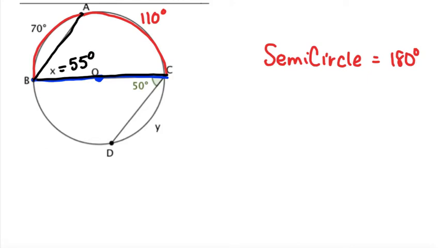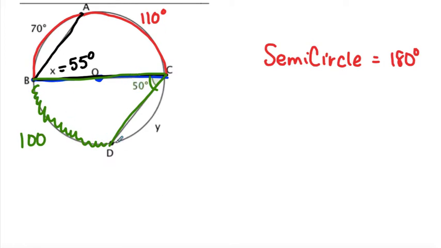Now we have to try to find y, working backwards. If this angle is 50 degrees, it is also an inscribed angle. It intercepts this arc right here, making that arc 100, because the arc is double the inscribed angle if the angle is half.